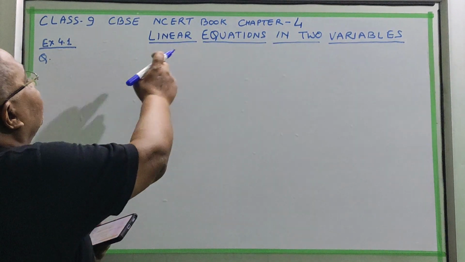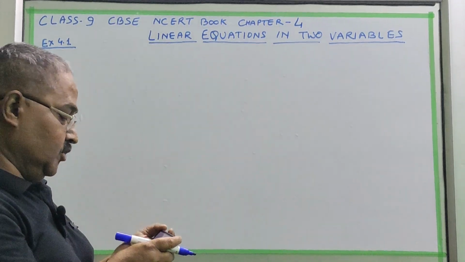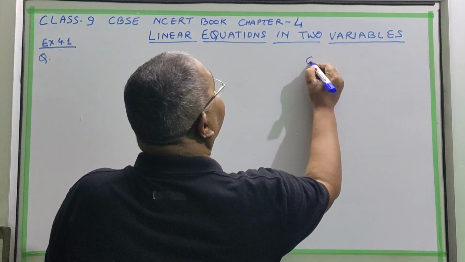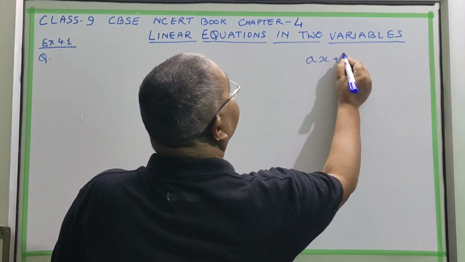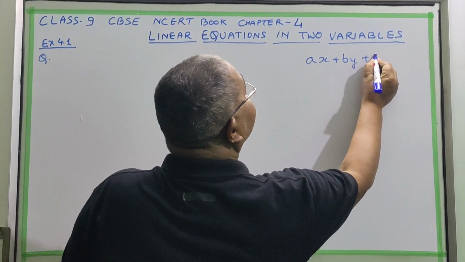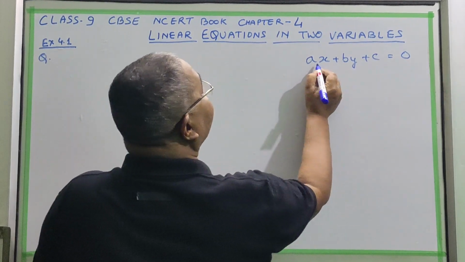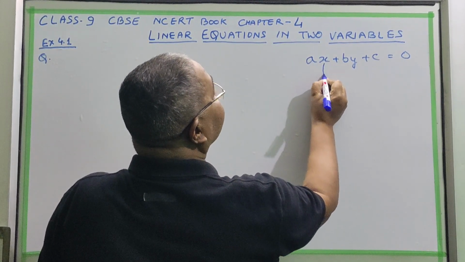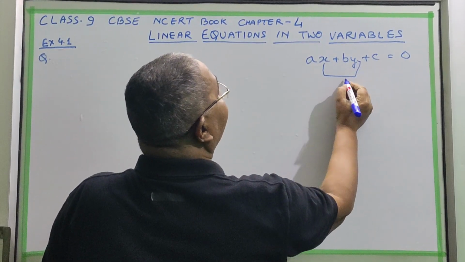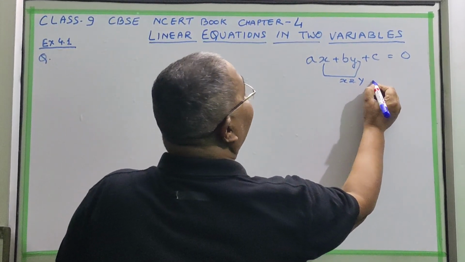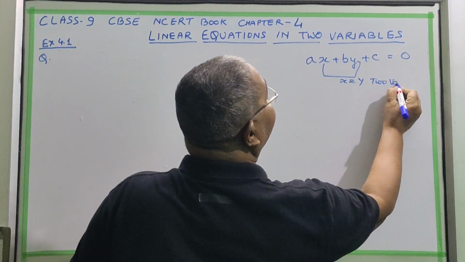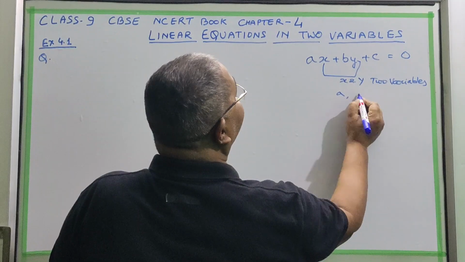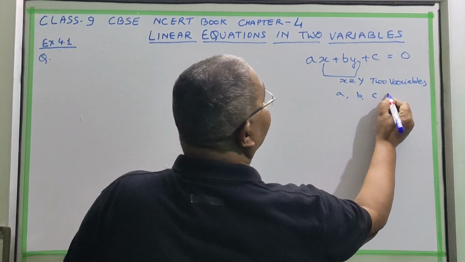Chapter 4, linear equations in two variables. Two variables means here our method will be ax plus by plus c equal to 0. Here x and y, they are two variables. Okay, and a, b, c, they are constant.